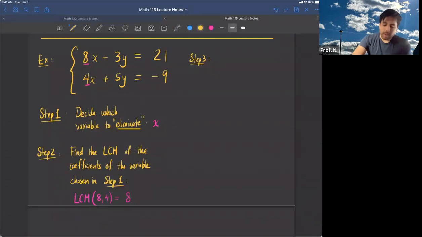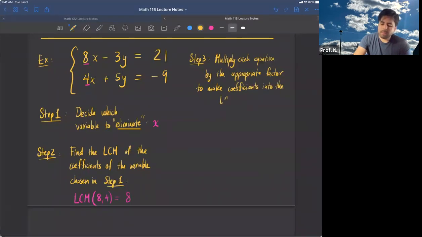So then we say, hey, multiply each equation by the appropriate factor to make the coefficients into the LCM. The thing is, however, 8 is already the LCM, so I don't have to do anything to the first equation. I can just leave it alone. That's why we don't touch it.